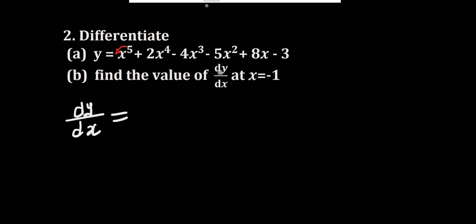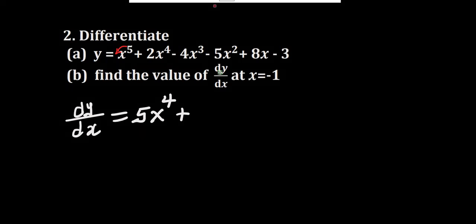So this will become 5x. Now reduce 5 by 1, and so this will become 4. Plus, also use this 4 to multiply these 2, and that will give us 8x. Reduce 4 by 1, and that gives us 3. So simply write it here.